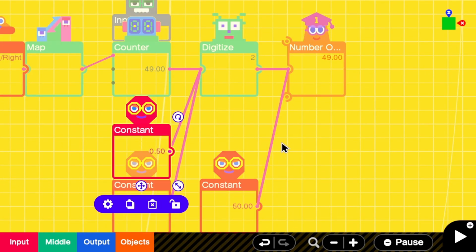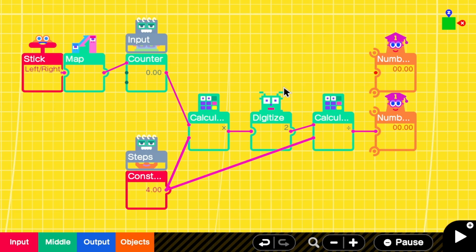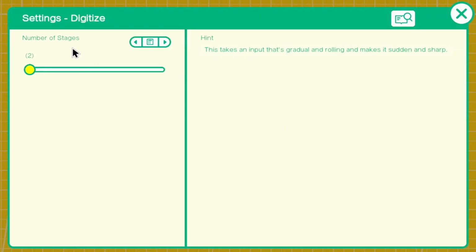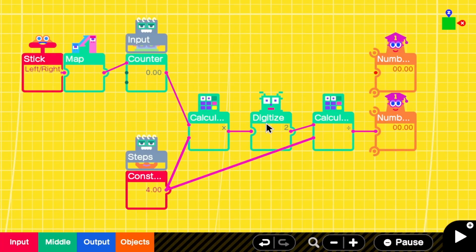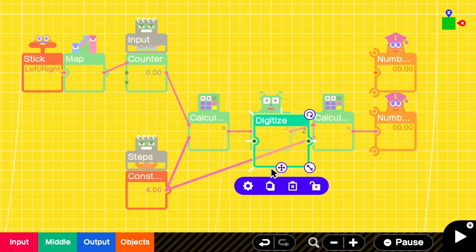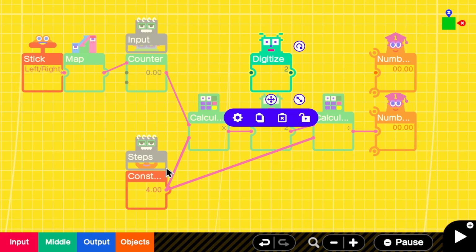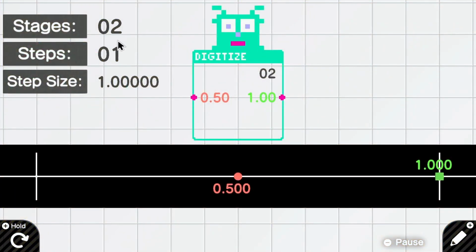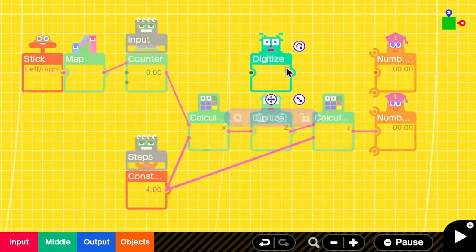But yeah. Now the next interesting thing that we can do with the Digitize node is the fact that we can actually replicate any setting of digitize using just one digitize set to 2. And how we do it is by this setup. Basically, we have our input here. We just multiply it by the number of steps that we want, set it to digitize, and then divide it by the number of steps again. So let me show you. If we want to do 4 steps, the number of steps is stages minus 1. So we want 4 steps, that's going to be 5 stages.